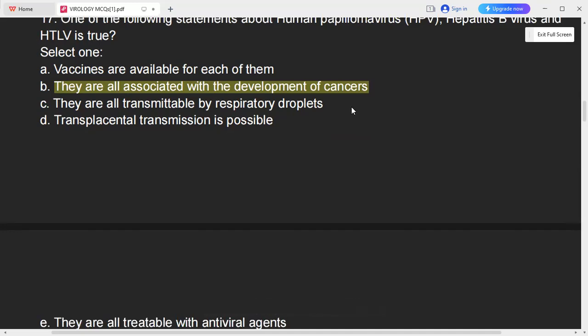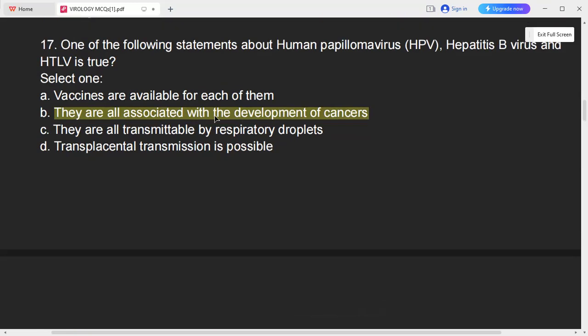Associated development of cancers, we know that. So HPV, we are thinking of cervical cancer. Hepatitis B usually causes hepatocellular carcinoma, which is cancer of the liver. And then HTLV, sorry, causes what we call T-cell leukemia. It's a type of leukemia.